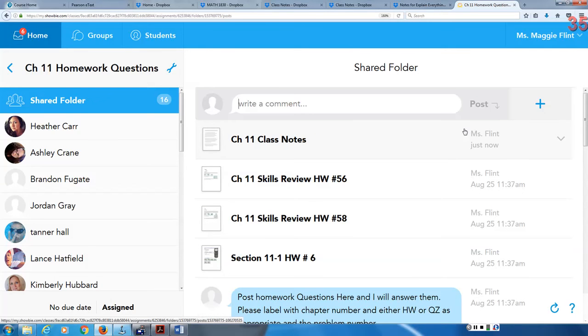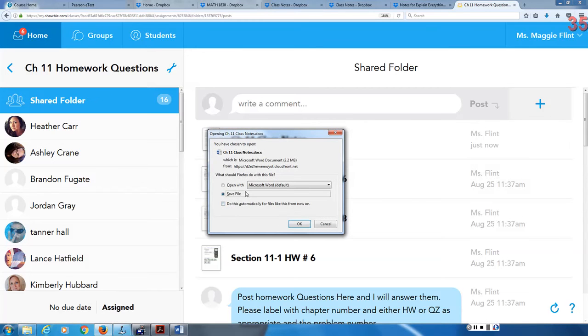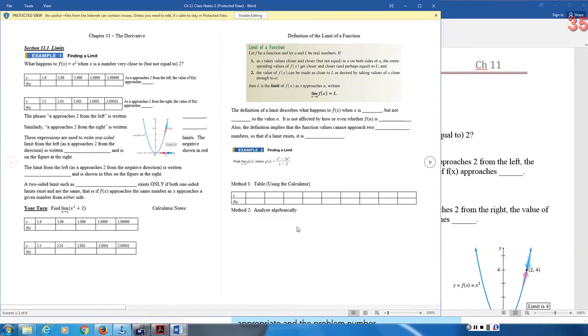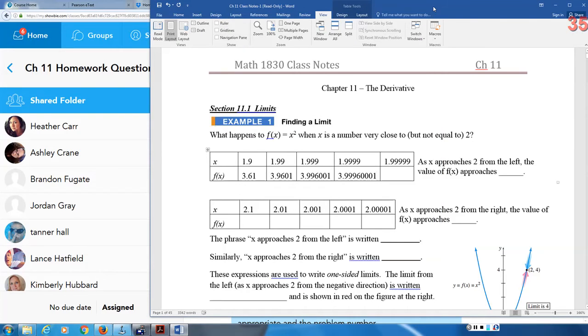Okay, if you're going to the chapter 11 homework questions, you can download the Word document and then open it just like I did. You'll just enable the editing. It'll open up in Word for you. So that'll solve y'all's problem.